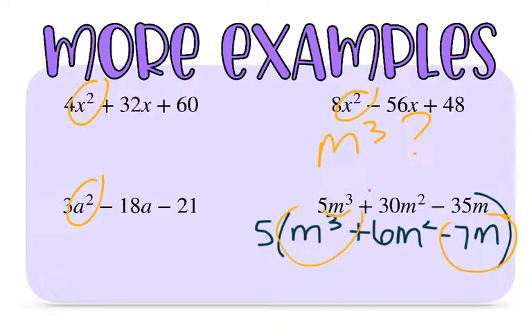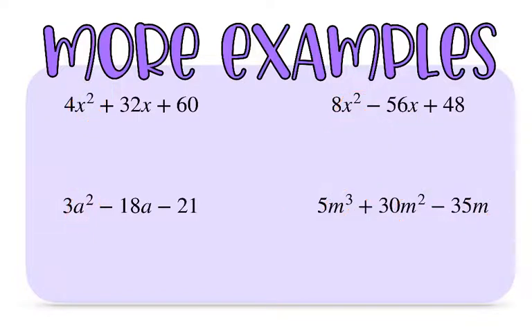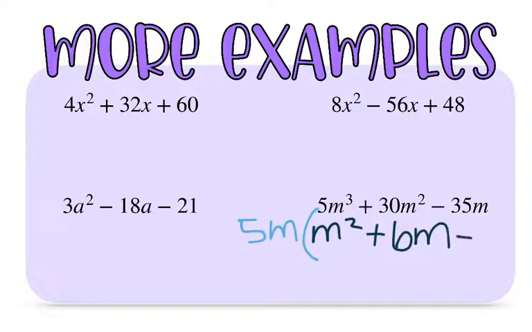Notice in the original problem, this has an m, this has an m, and this has an m. In fact, this has 3 m's, this has 2 m's, and this has 1 m, which means you can at least take out 1 m from everything. So instead of just taking out a 5, you want to actually take out a 5m from everything, and what would be left if you took out 5m is in this first term you would have m squared, in the second one you would have 6m, and in the last one you would just have 7 because you took out the m. So all the m's dropped down by 1.